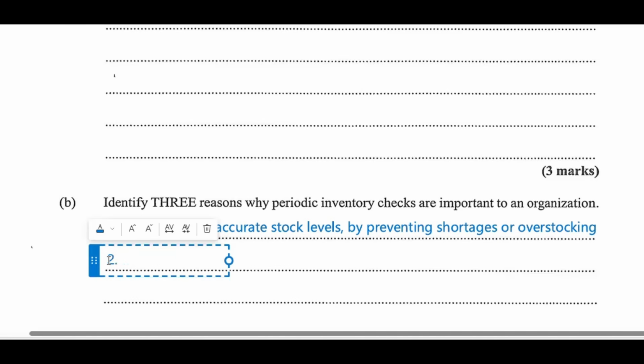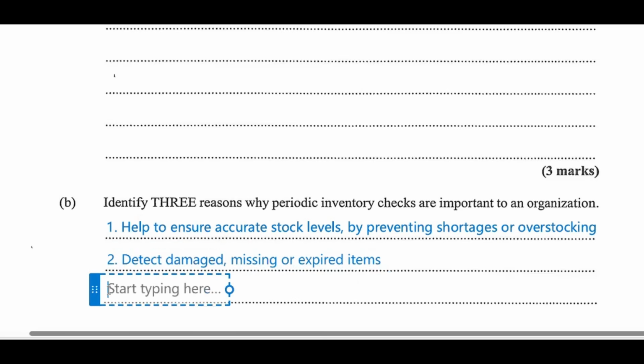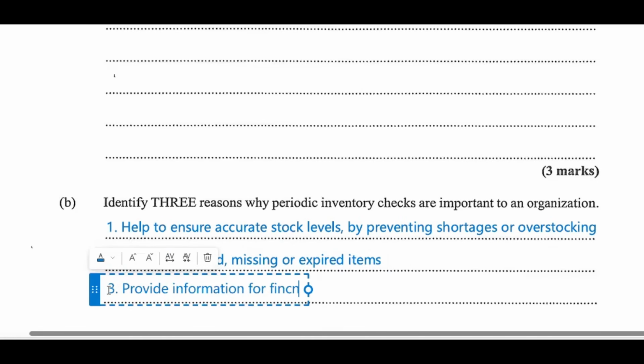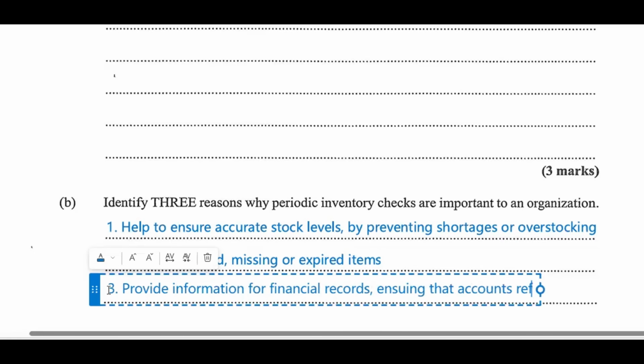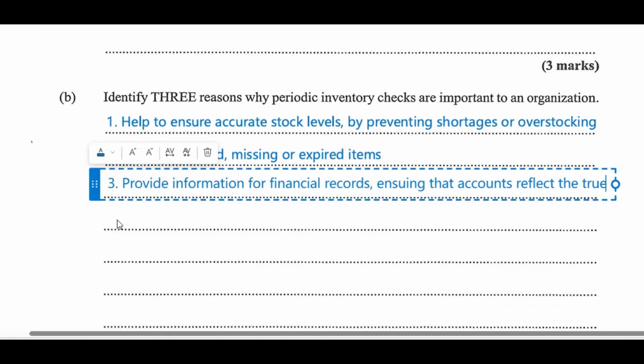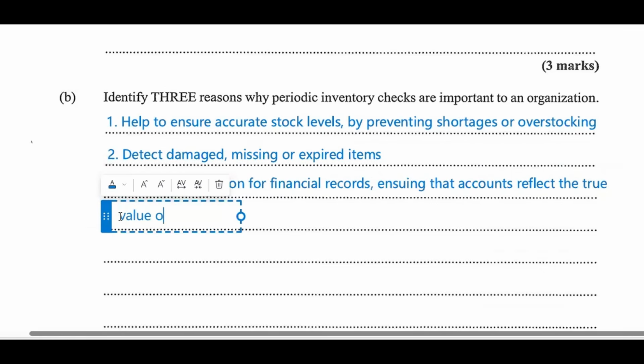Okay, therefore, another reason we should keep track is to detect damaged, missing, or expired items. 3. Provide information for financial records.